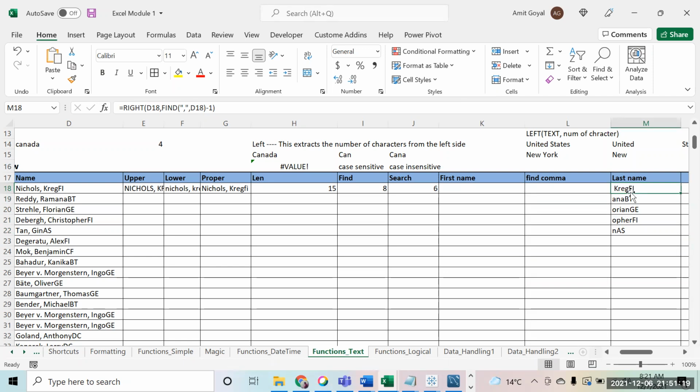So let me give you a hint. You will actually have to use 3 formulas in this. You will have to use RIGHT, LEN, and FIND. So you have to use 3 formulas, right? So try with that.